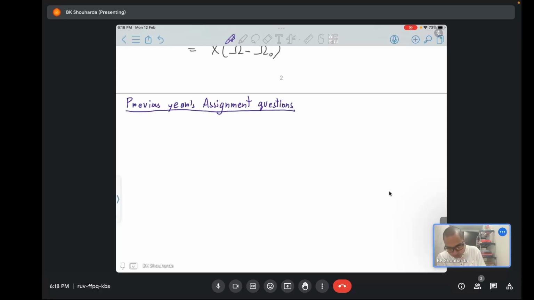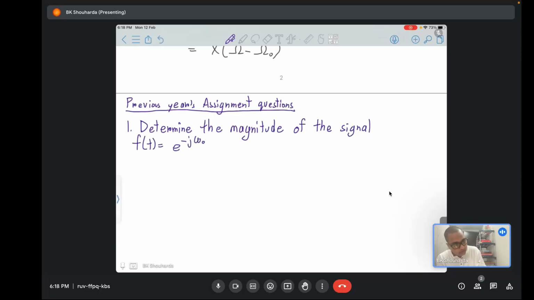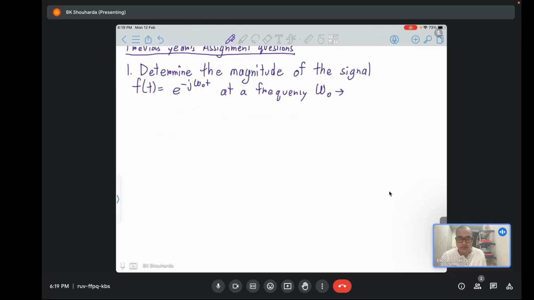So the first question was, determine the magnitude of the signal f of t equal to e to the power minus j omega naught t at a frequency omega naught. So what are they saying? We have this complex exponential, so we have to find this magnitude. It's a very simple question.